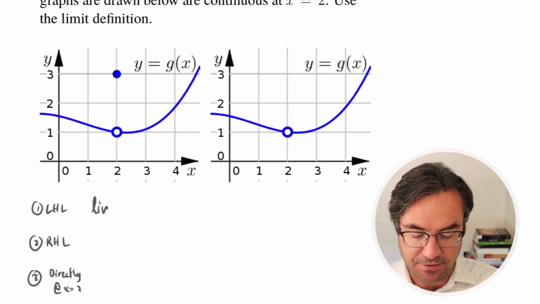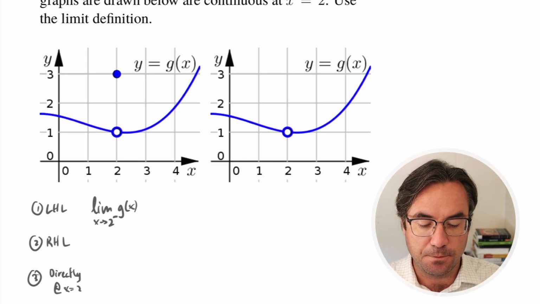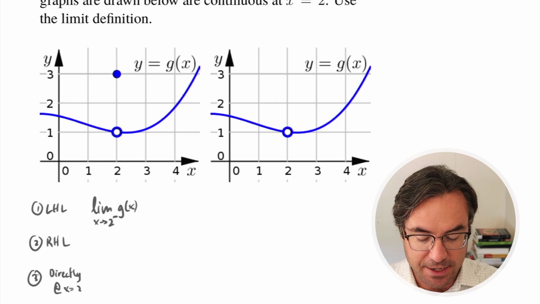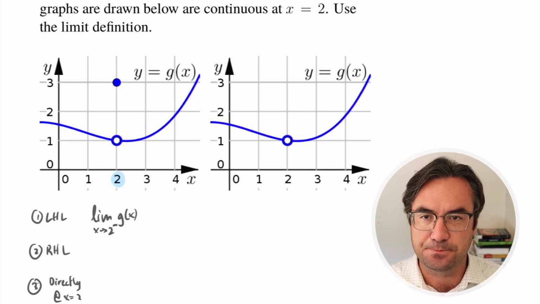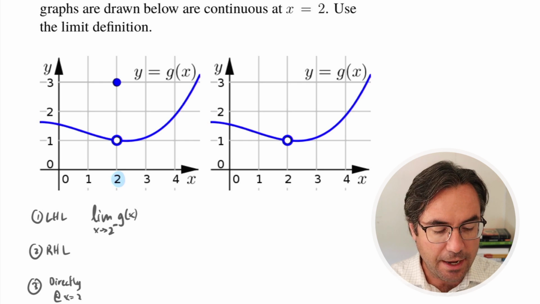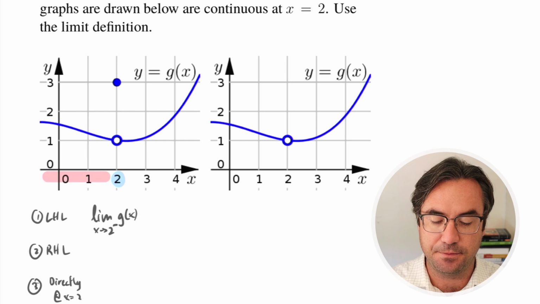So let's do our left-hand limit. We're going to do the limit as x approaches 2 from the left. So we put that little minus sign there. If we're coming from the left, that means, again, find the number that we're interested in. We're interested in x equals 2. And for the left-hand limit, that means we're going to approach from this side of the graph.